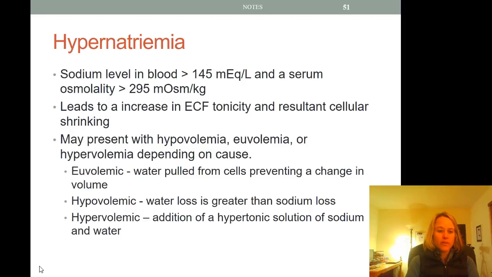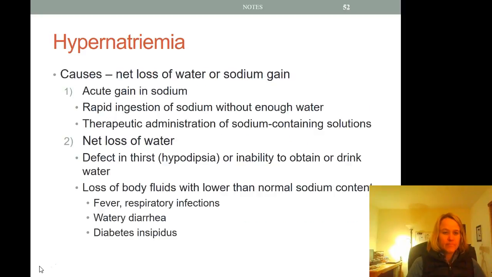So if it's euvolemic, water's pulled from the cells, preventing a change in volume. If it's hypovolemic, that's where the water loss is greater than the sodium loss from the extracellular fluid, resulting in hypovolemia. With hypervolemic, we have the addition of a hypertonic solution of sodium and water, such as a nurse giving a saline solution that is higher than it should be. So let's look at these causes.